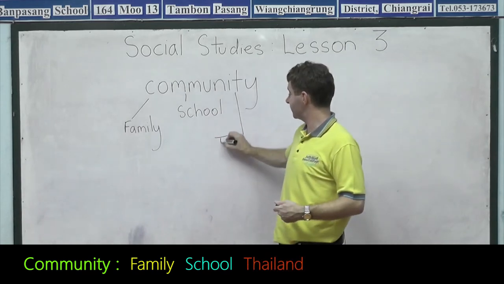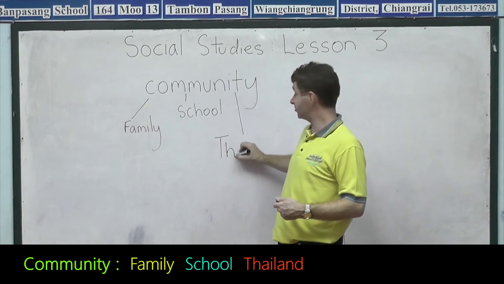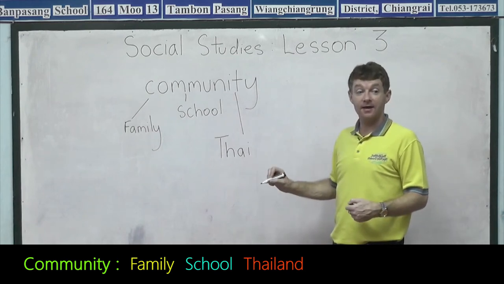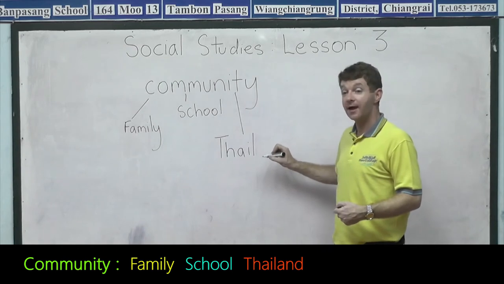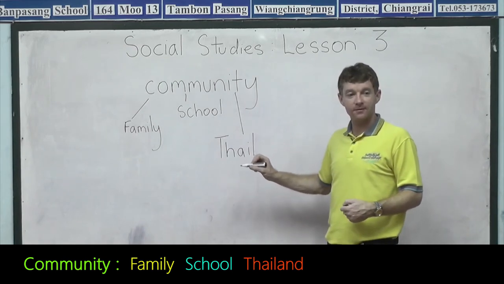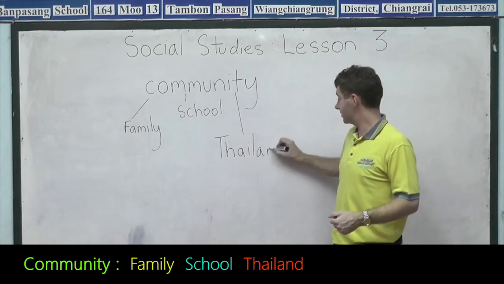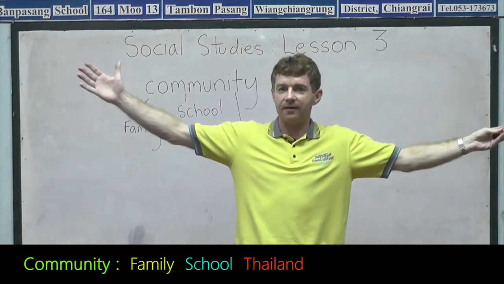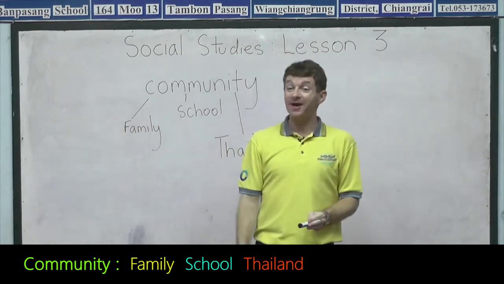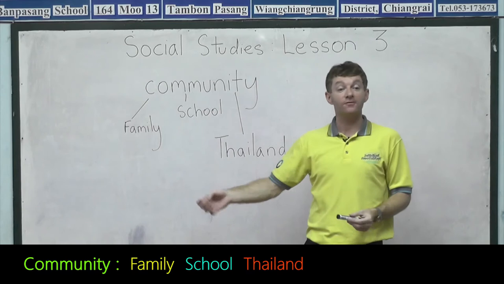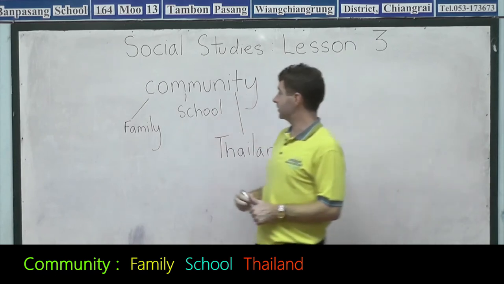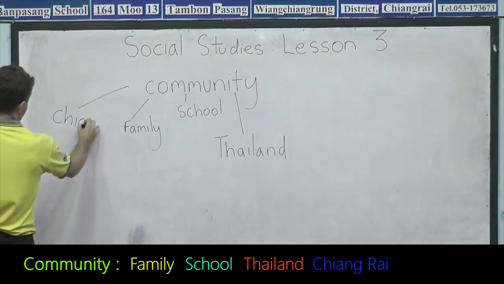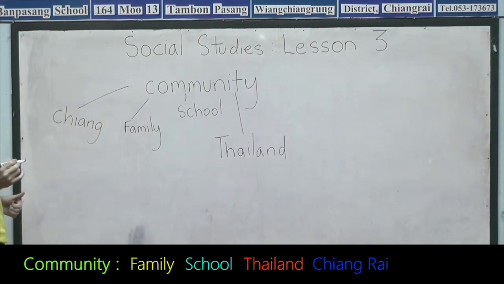T-H-A-I-L-A-N-D. Very good. Thailand. But how about the city? We're in Thailand, but which city are we in? Chiang Rai. So Chiang Rai is also a part of a community. So let's go here. C, H, I, A, N, G. Chiang, and then Rai.